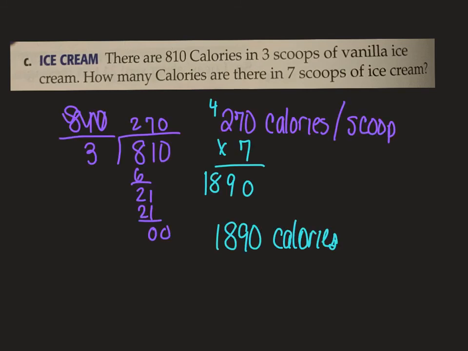I got 1,890 calories. Did you get calories? Did you write your word? So I did calories per scoop. So that number came inside the house. I got 270 when I divided, so that's 270 calories per scoop. But I don't just have 1 scoop. I got 7 scoops. So once I know my unit rate, I times by 7, and I get 1,890 calories.